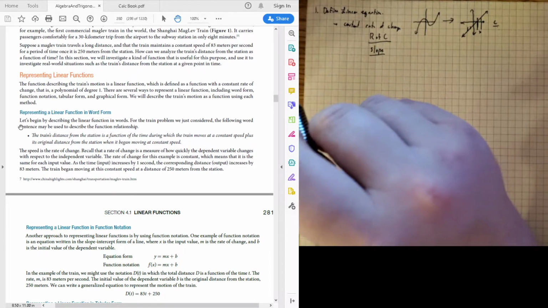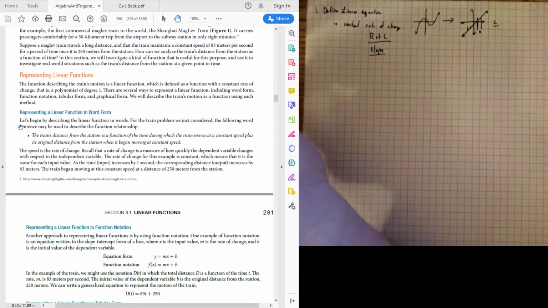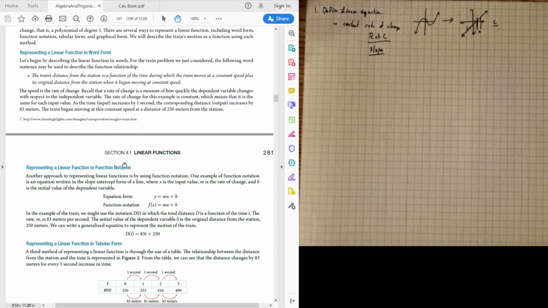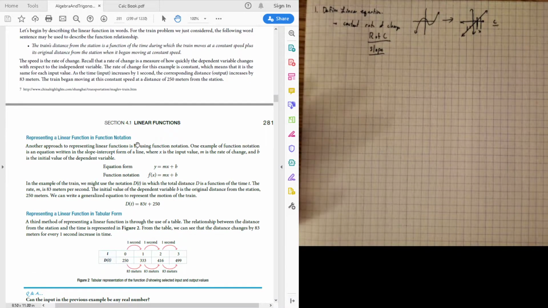In terms of words, the common words we use when we talk about a linear equation are constant, unchanging. Any of these can be good options when it comes to talking about a function that is linear. Various examples of this can be seen in the text, but now I want to look at the more common one for us, which is going to be in linear notation.